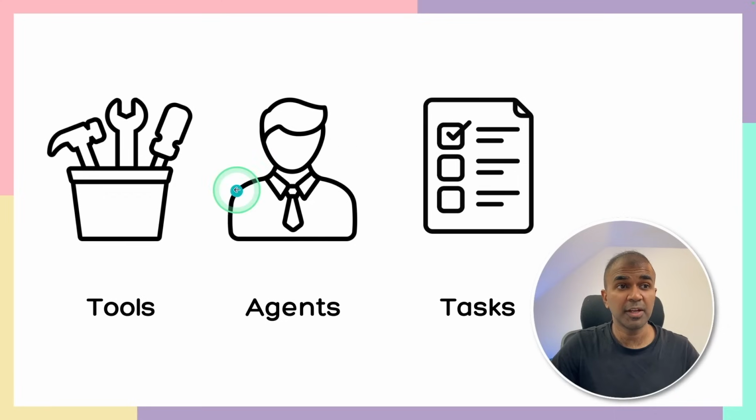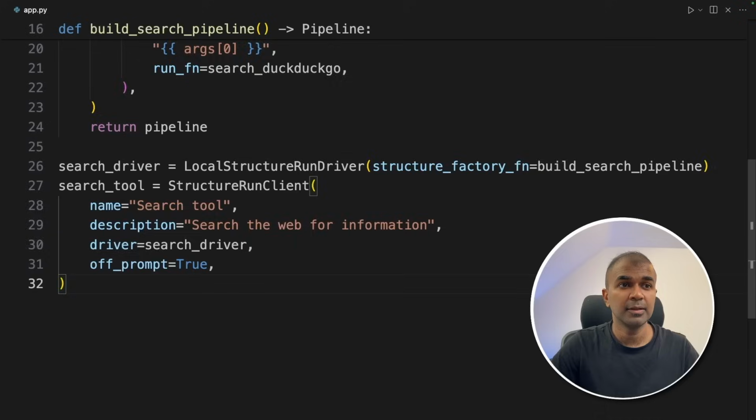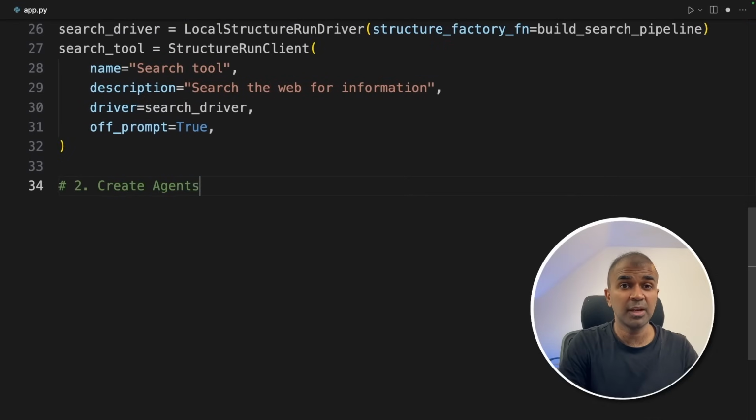Now we have completed creating tools. Next step is to create agents. These three agents: researcher and the writer agent. So coming to our code, step number two, creating agents.